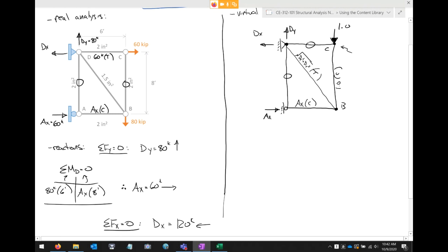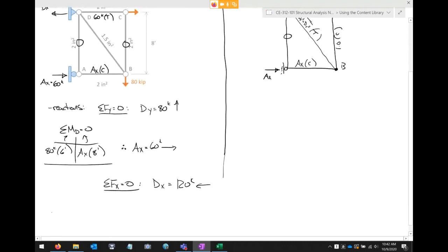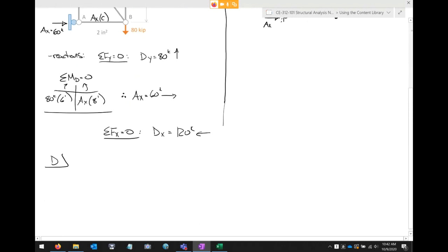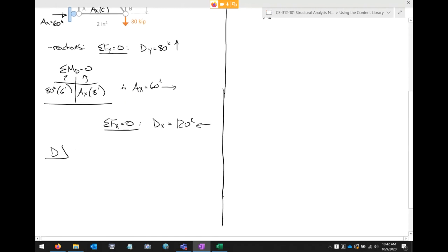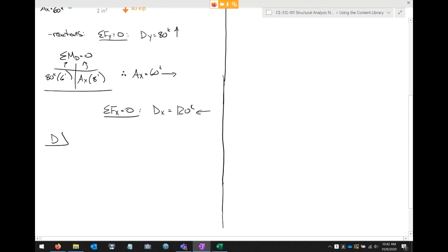And so now we pretty much have this entire truss solved, except for one thing. We got to figure out that diagonal. And so I propose we do an analysis of joint D. If you do an analysis of joint D, here's what you're going to find. You've got, here's the joint.